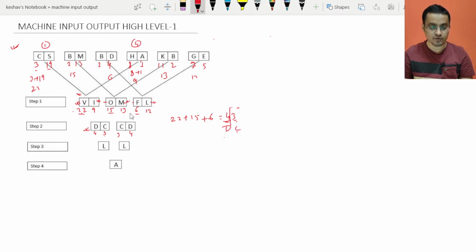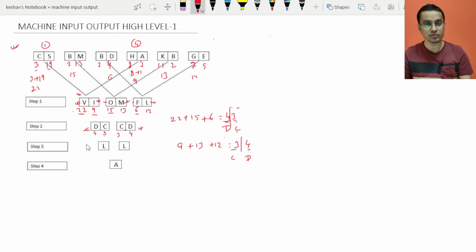Now let's go to the second box of step 2. I'm adding all the second digits of box 1, box 2 and box 3 of step 1. So what are these second digits? 9 plus 13 plus 12. If I add all these three numbers, I'll get 34 as the output. Now I'll break this: 3 means what? C. 4 means what? D. So C and D is written here. I hope you got the logic of step 2.